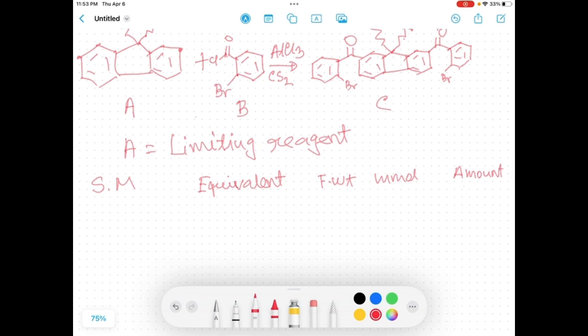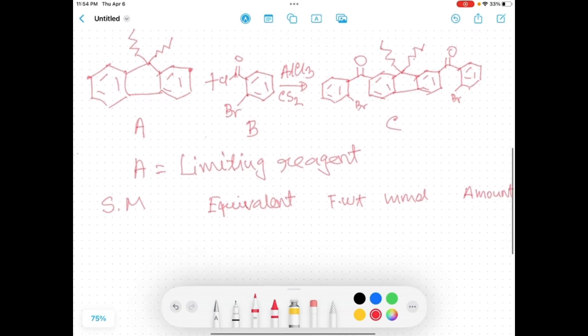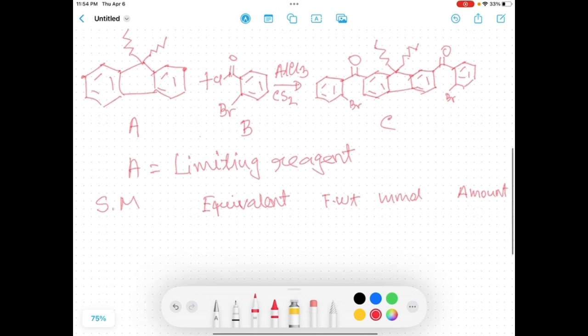Since we already know A is the limiting reagent, for this reaction design you can decide how much scale of this reaction you want to do. Suppose I want to do a 5-gram scale of A. In that case, I can write A, or the name of the starting material, and it should be 1 equivalent because it is the limiting reagent. The limiting reagent will always be 1 equivalent.